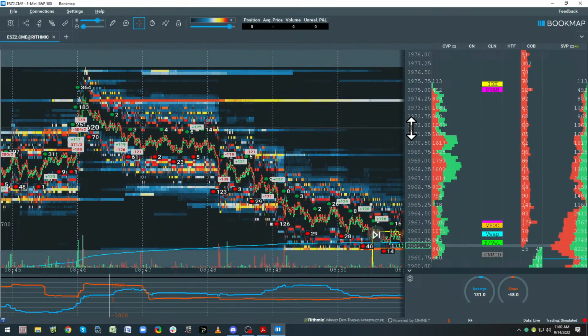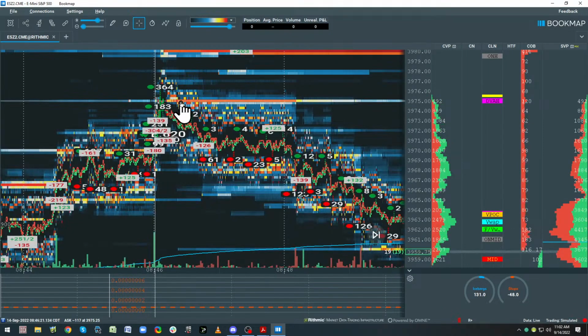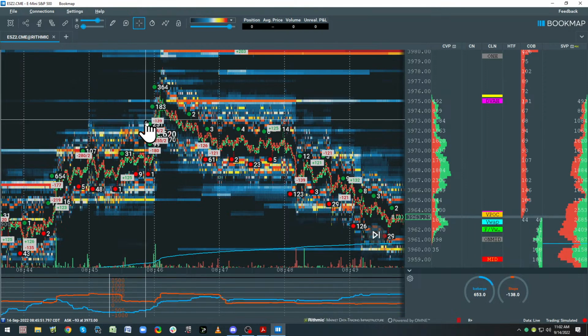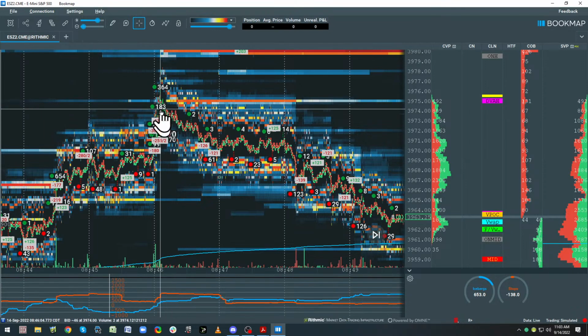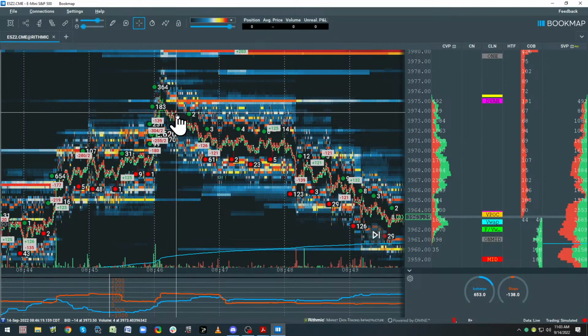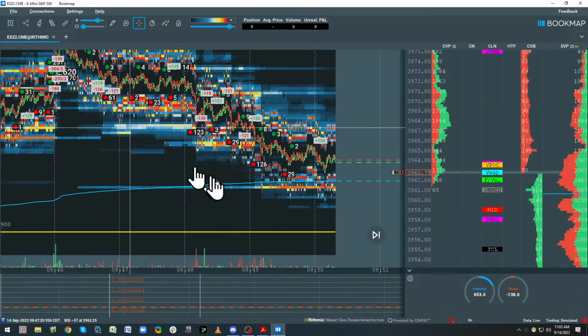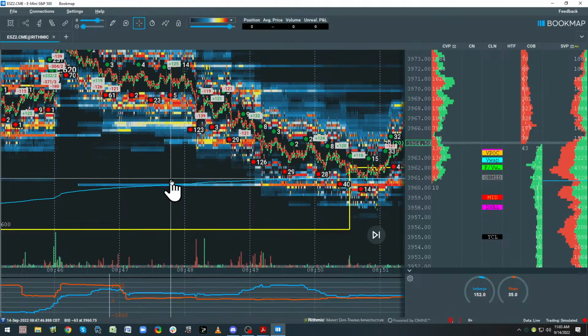So I'm looking for a place for a short. The book, you can see the liquidity starts coming down. And if you see this over here, these guys are pulling. That shows the book flipping over, and I take a short here. Now my goal is back to the volume point of control, which is down here. Now this right here is a problem.